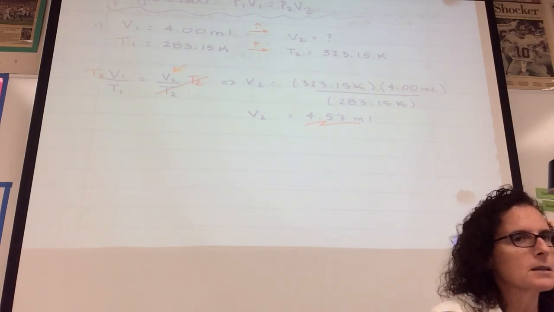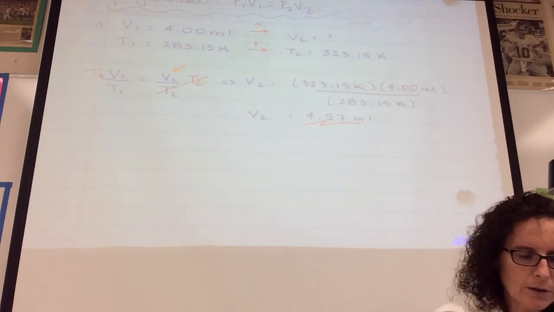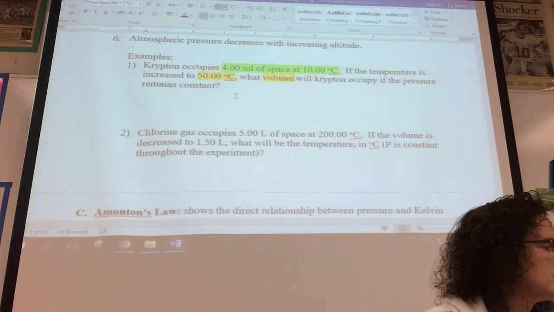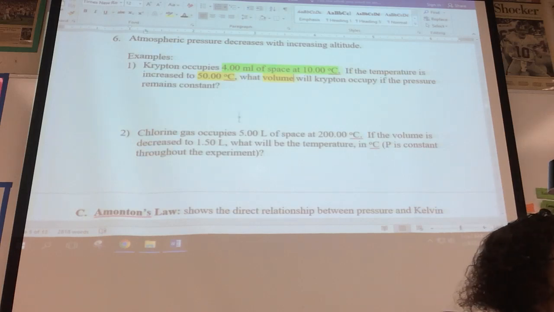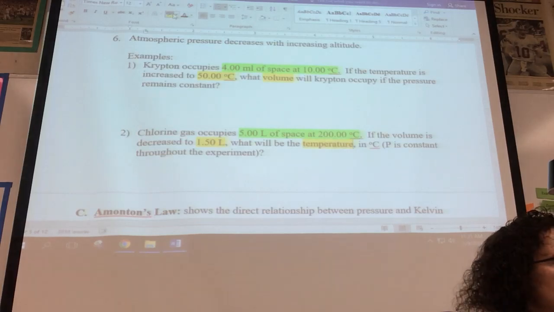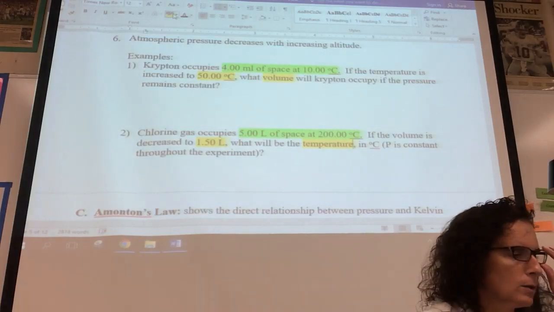The second problem is a little bit different, and I just want to show you a very cool trick that should allow you to solve problems more easily. The second problem says that chlorine gas occupies 5 liters of space at 200 degrees Celsius. I have my first set of conditions. Then the volume is decreased to 1.5 liters, and I want to know the temperature. If the volume is decreased, what must the temperature do according to Charles' law? Decrease, because they are directly related.